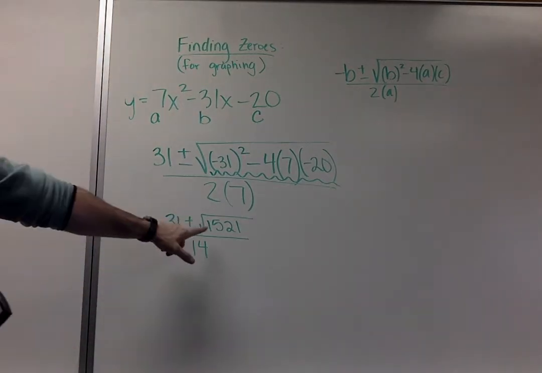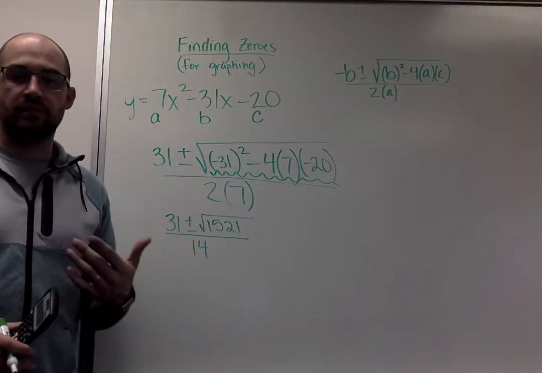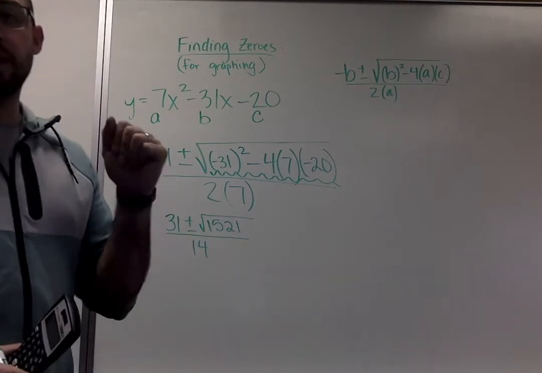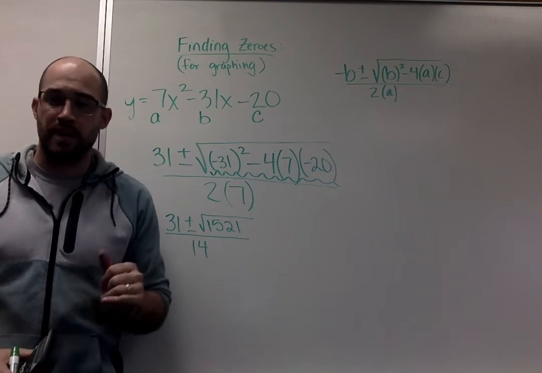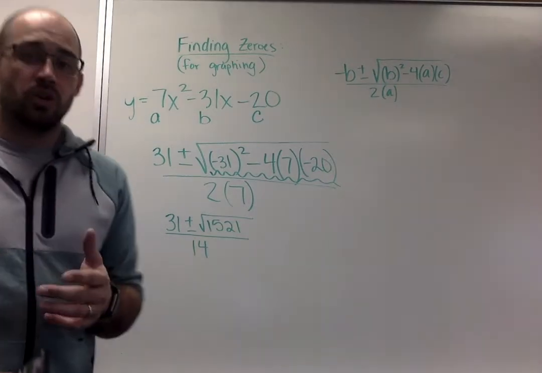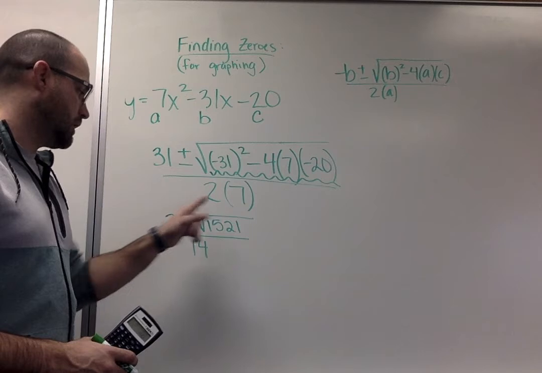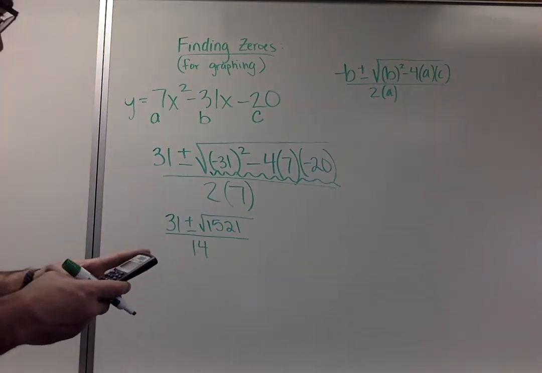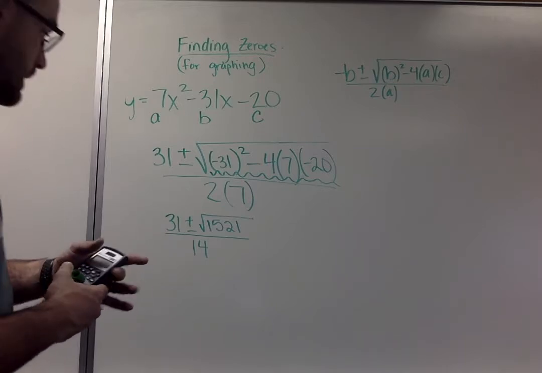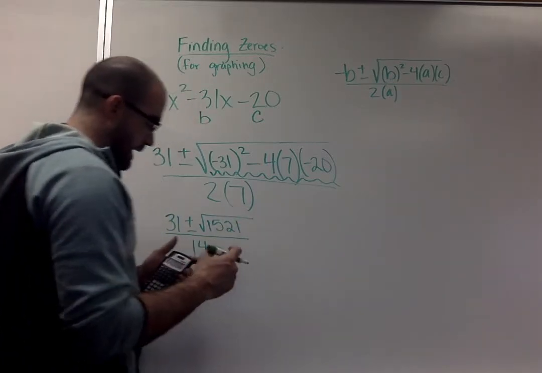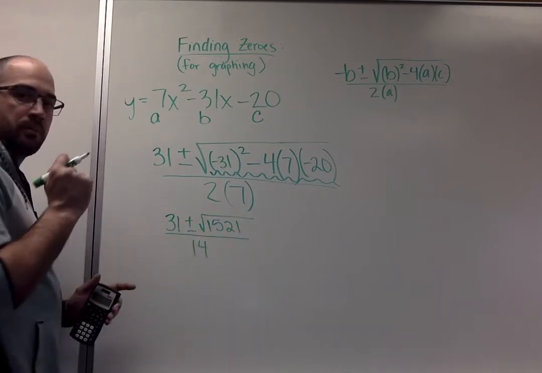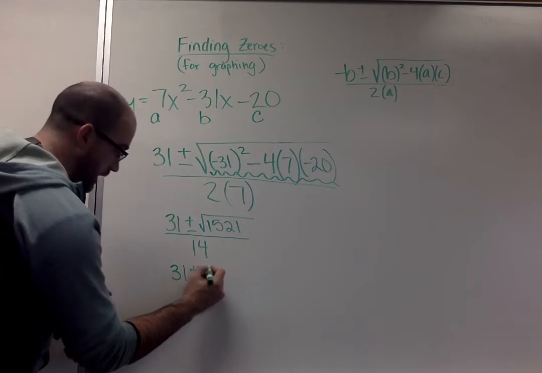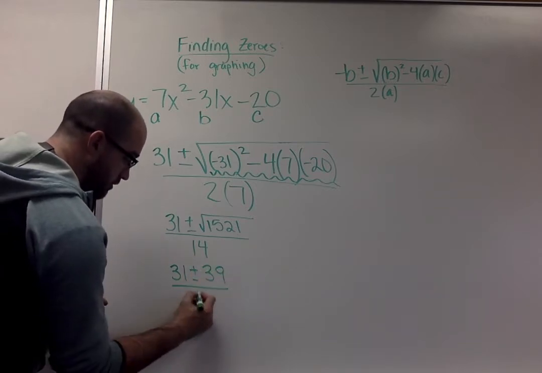Okay? Again, the reason why I do this separately is if I get a negative number underneath this radical, if I would have had negative 1,521, then I know this is a non-real solution that can stop right there. Okay? So from here, I'm going to type that into my calculator. Square root of 1,521. This gets me the whole number 39. Again, once I do the square root, my square root symbol is gone. So I'd have 31 plus or minus 39 over 14.